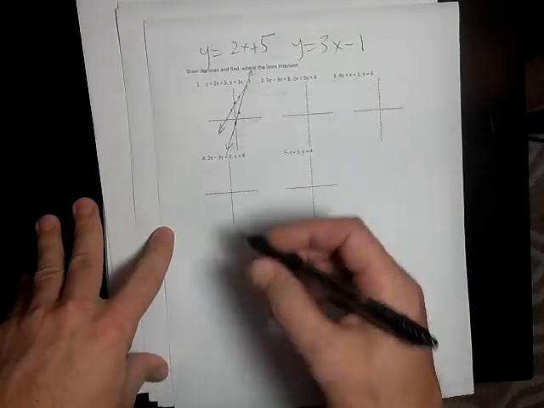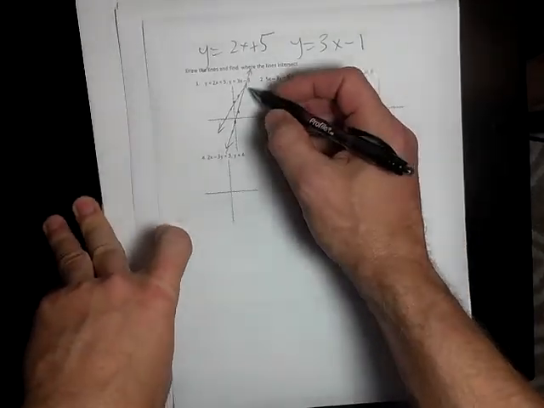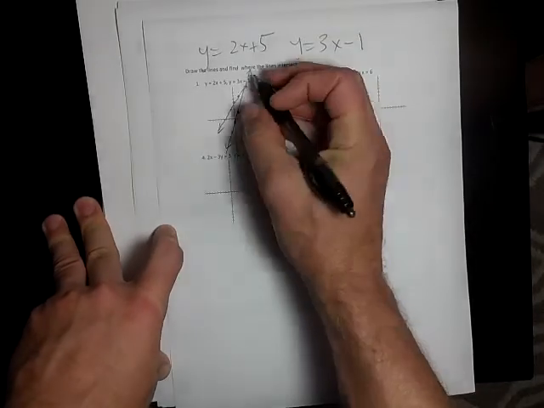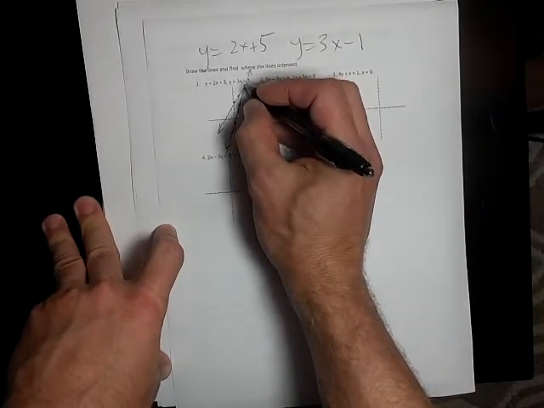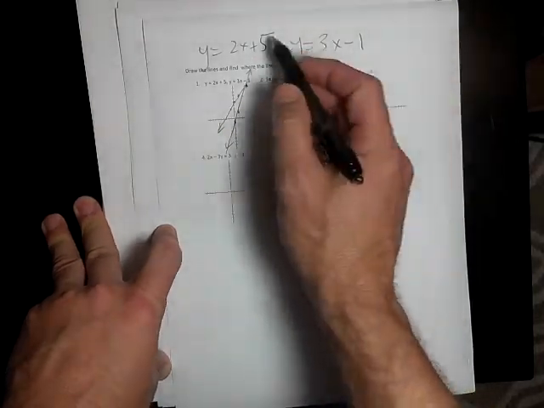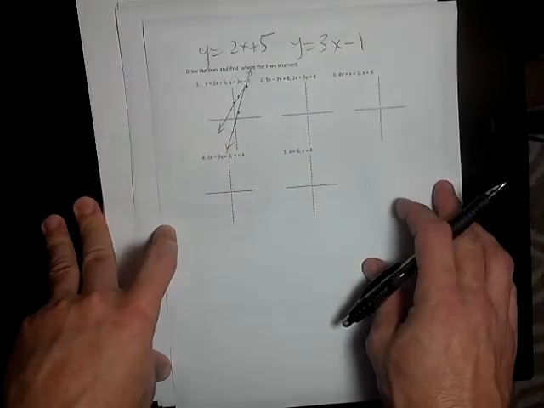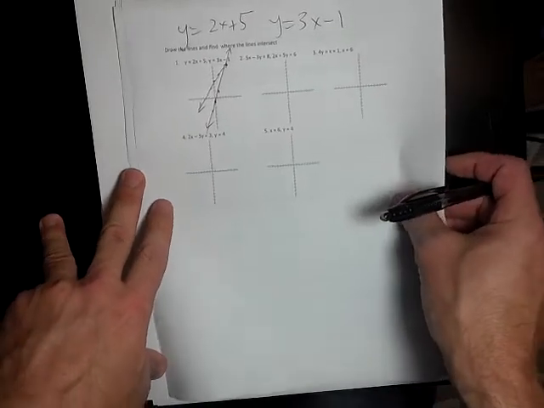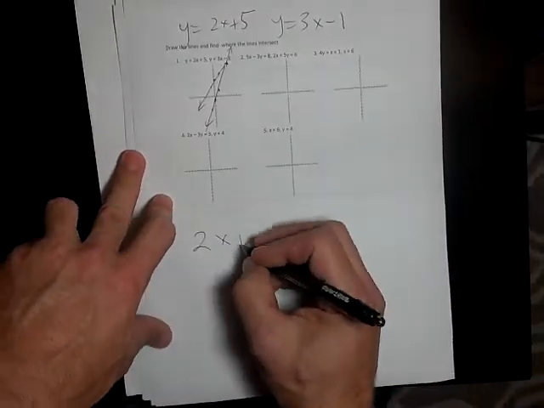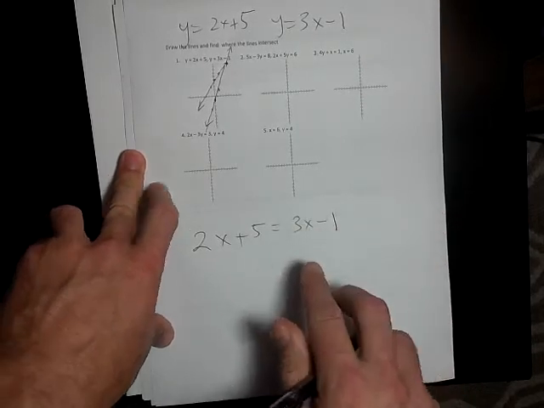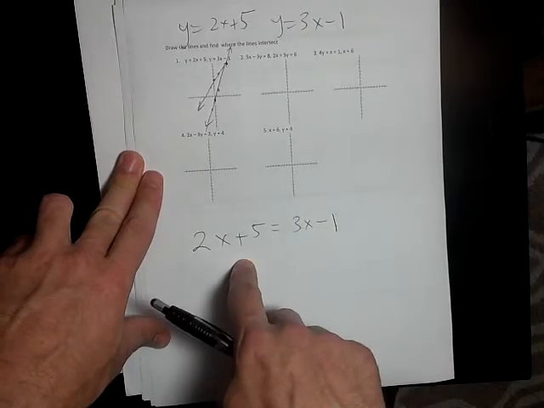Notice that these two lines will intersect at a point. The way we can find the point where they intersect is, notice that wherever they intersect, they have the same y value. So I'm going to set these two equations equal to each other and find out what x that gives me. If I set those equal, we have 2x plus 5 is equal to 3x minus 1. Now let's solve this. I'm going to add 1 to both sides.